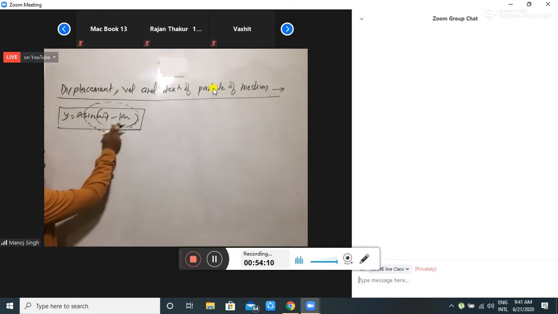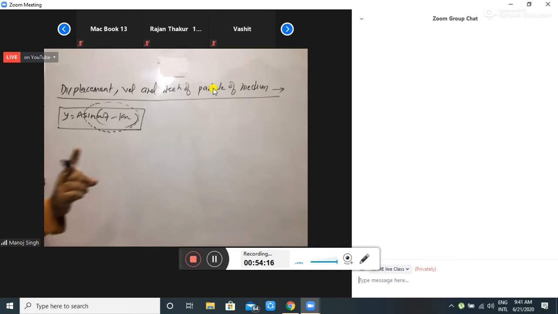This quantity may be maxima or may be minima. If this quantity is maxima, the maximum value will be equal to 1. If it is 1, y will be equal to a.